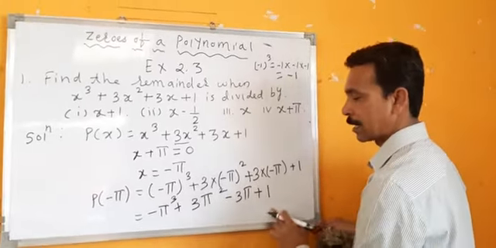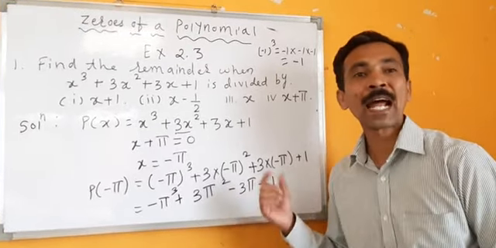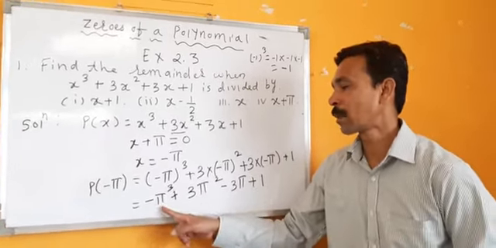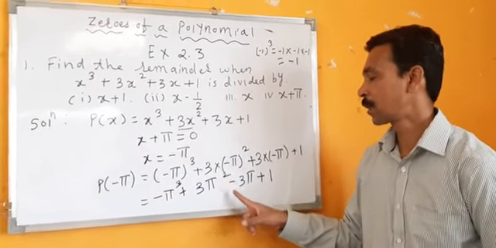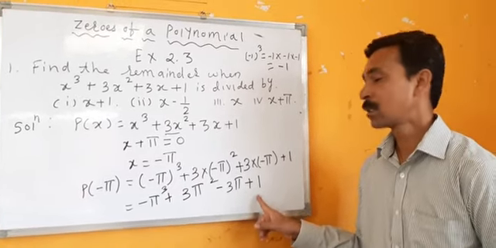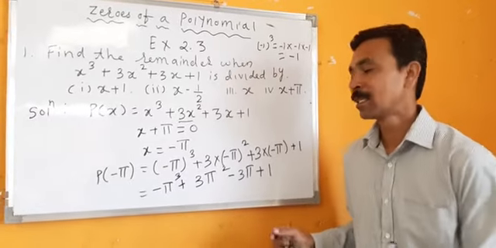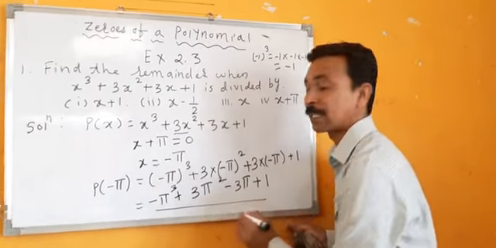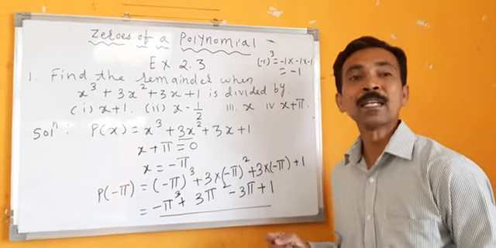Now if you look, this is the last step. There are no like terms which we can add or subtract, because this is minus pi cube, plus 3 pi square, minus 3 pi plus 1. As the terms are unlike, we cannot add or subtract them. That is the last step. Clear? So this is the way to find the remainder.